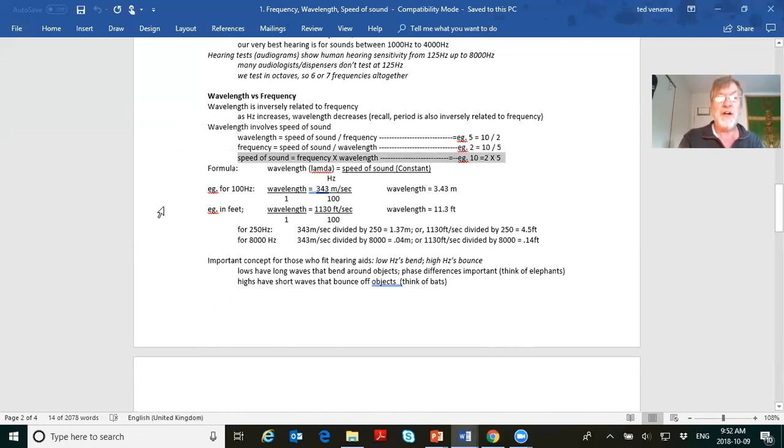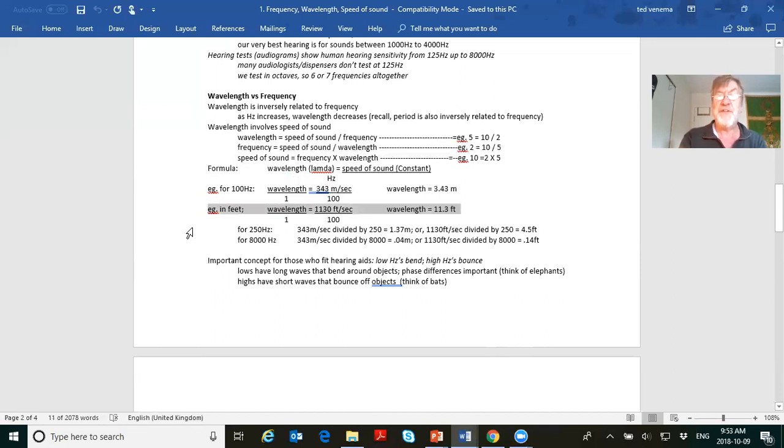So now you've got a formula here, and don't worry about the word lambda. That's just a Greek letter used often in physics to represent wavelengths. So now you've got 100 hertz. Wavelength over 1 equals 340 meters per second over 100. That's the frequency. So you want to know what the wavelength is? Well, 343 divided by 100 is 3.3 meters. Or in feet, wavelength over 1 is 1130 feet per second divided by 100. And when you do that, you end up with 11.3 feet.